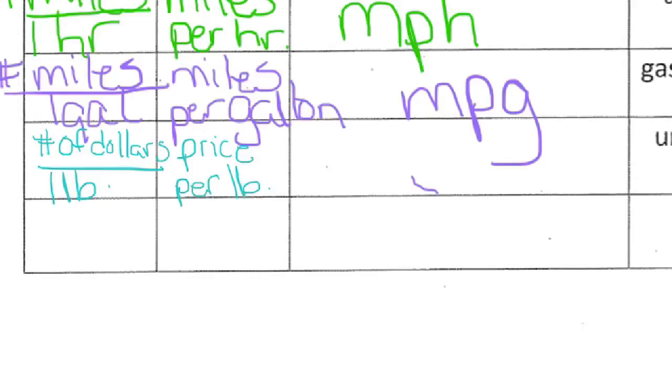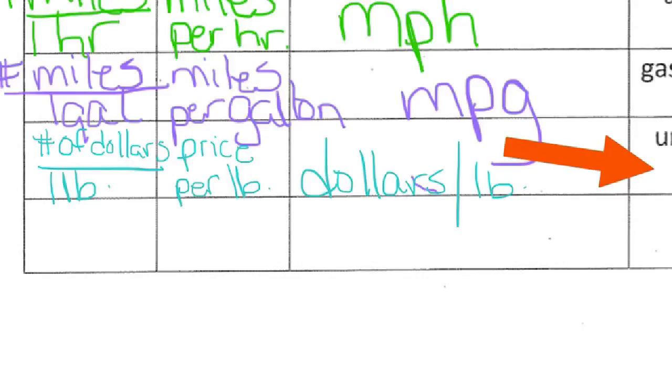Sorry about that. Okay, so our price per pound, the actual rate itself, is called dollars per pound. Dollars per pound. Okay, and that's called a unit price. That's what the actual unit rate is called, unit price.